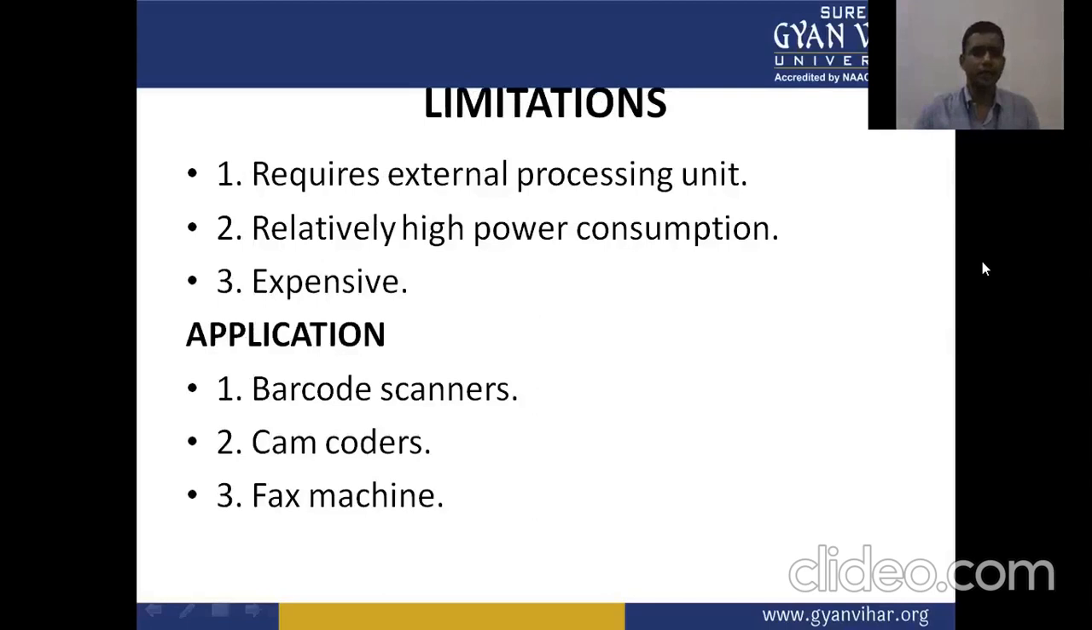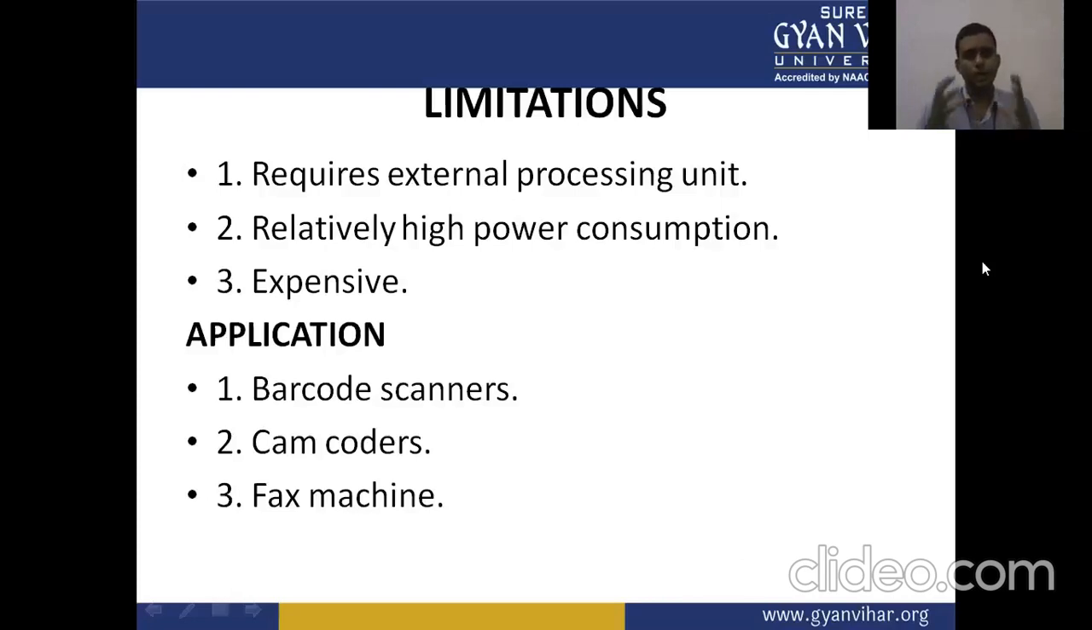Limitations: it requires an external processing unit, relatively high power consumption, and is expensive. So these are some limitations of CCD cameras for image scanning: they require an external processing unit, have high power consumption, and are extremely expensive.